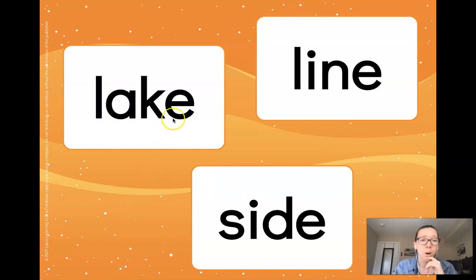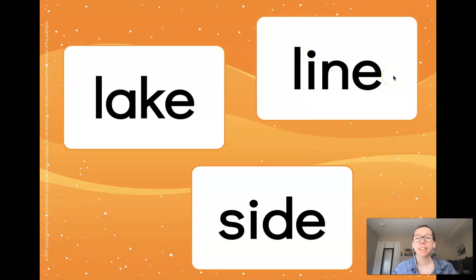First up, we have a word L-A-K-E. This word has a silent E at the end, which means the A here, our vowel, is going to be long. So let's sound it out. L-A-K. Lake. Very good.